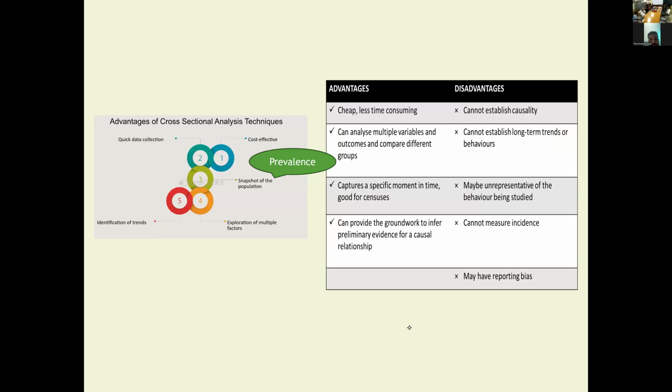So what is the advantage of a cross-sectional study? It is a cost-effective study. The data is collected very quickly. There is a snapshot of the population, which actually equates to the prevalence of whatever parameter is studied. You can look at the trend and look at multiple factors. Now the disadvantage is it cannot measure incidence and cannot look at a behavior or a long-term trend because we are not following up the people.